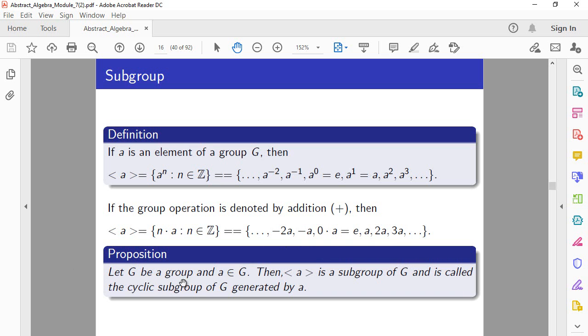If G is a group and A is an element of G, then the subset generated by A is a subgroup of G, and it is called the cyclic subgroup of G generated by A. A is called a generator for this subgroup.